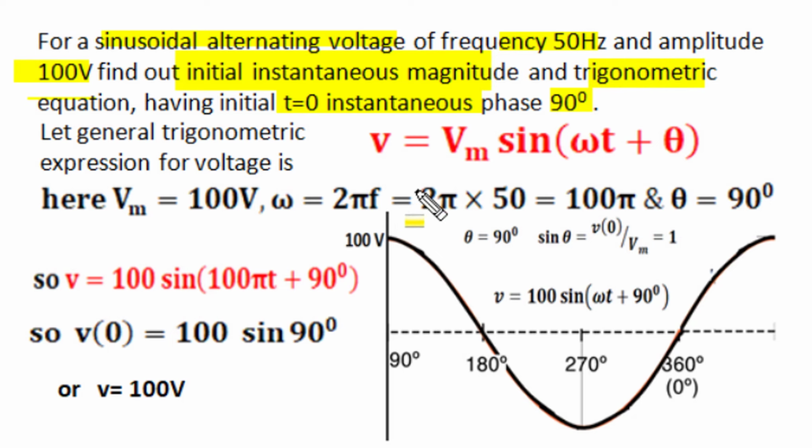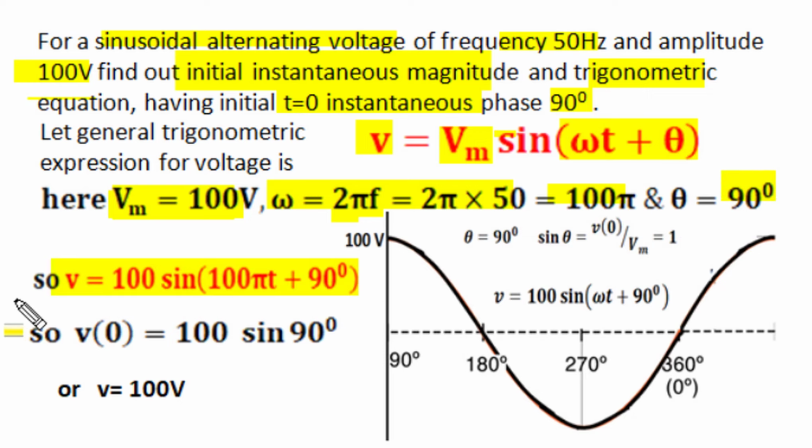The general trigonometric expression of any sinusoidal voltage signal is given as instantaneous voltage small v is equal to amplitude Vm sin omega t plus theta. Here the amplitude of the sinusoidal signal is 100 volt, given to us. Omega is angular frequency, and it is 2 pi times linear frequency 50 Hz, which is 100 pi radian per second, and this t equal to 0 phase angle is also given as 90 degree.